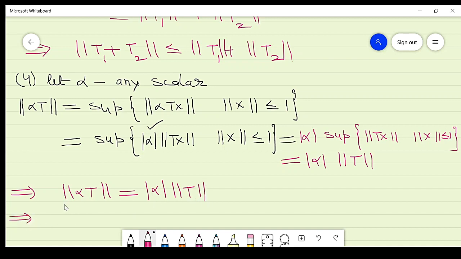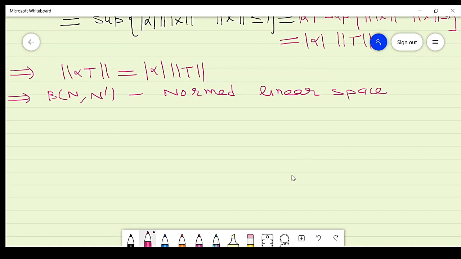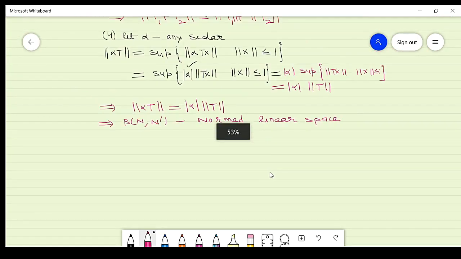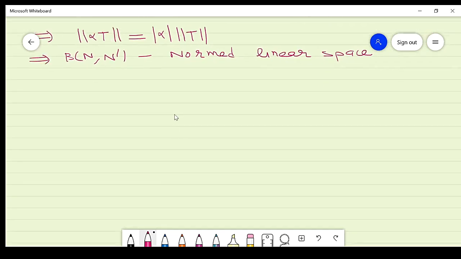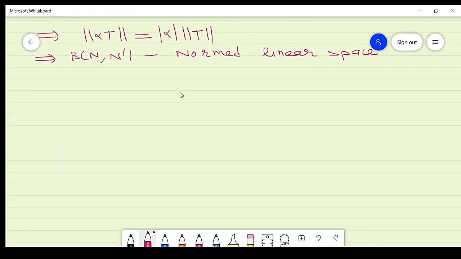Then it means this is a norm on B(N, N'). Then B(N, N') is a normed linear space. It was already a vector space, so we defined a function and proved that this function is a norm. So it proved that B(N, N') is a normed linear space. Now after that, our purpose is: if N' is complete, then B(N, N') is also complete. Now the second part.